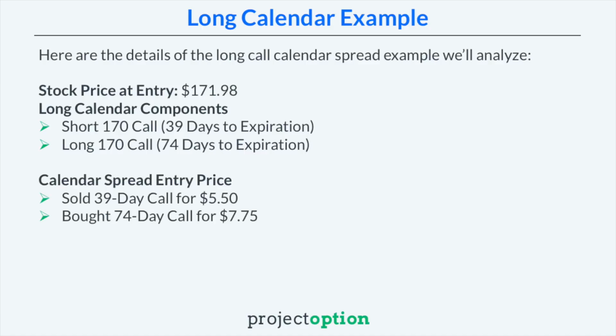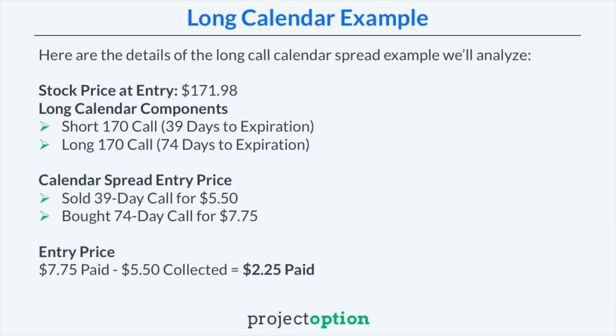Now, the calendar spread entry price is going to be calculated as the price of the call we purchased minus the call that we sold. So we're going to sell the 39-day call for $5.50 and buy the 74-day call for $7.75, which brings our calendar spread entry price to $2.25.